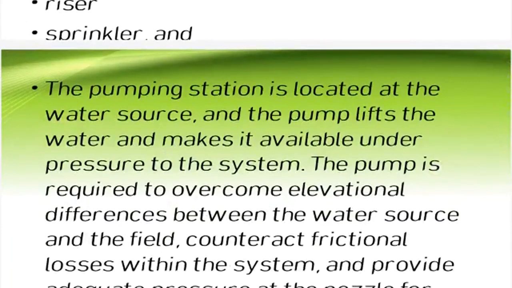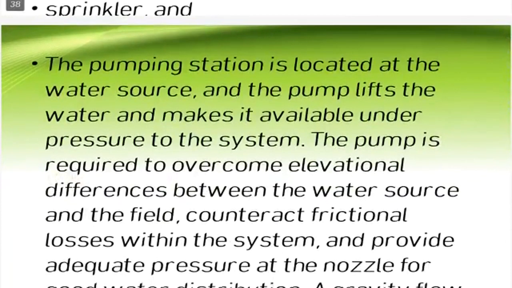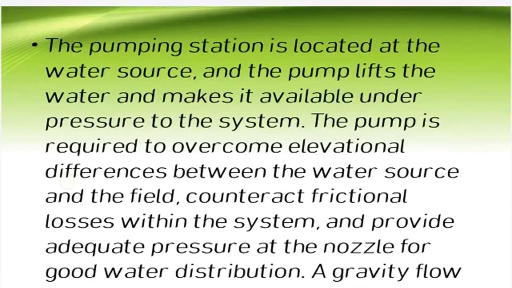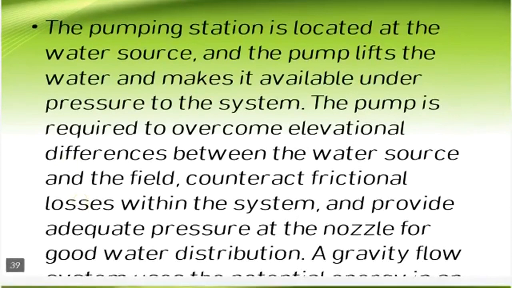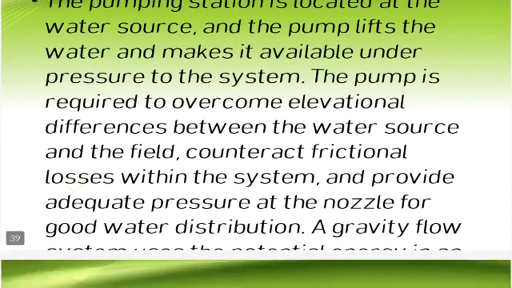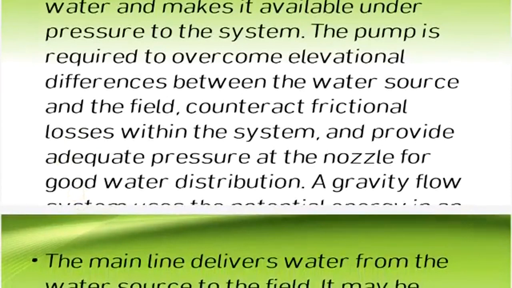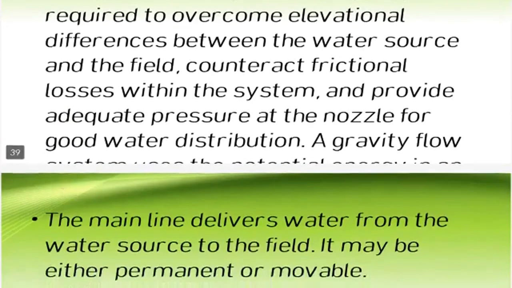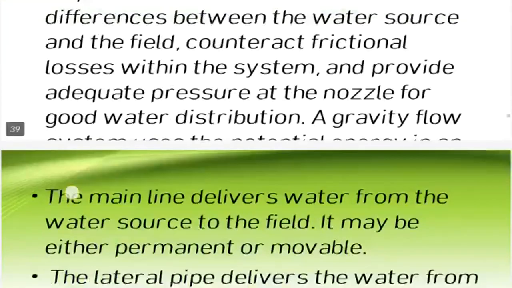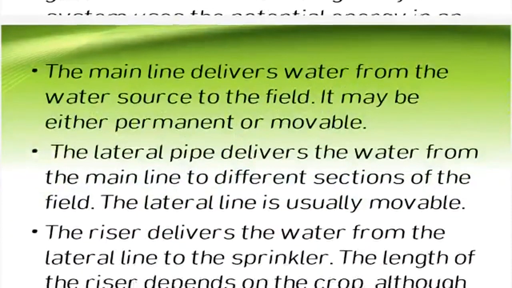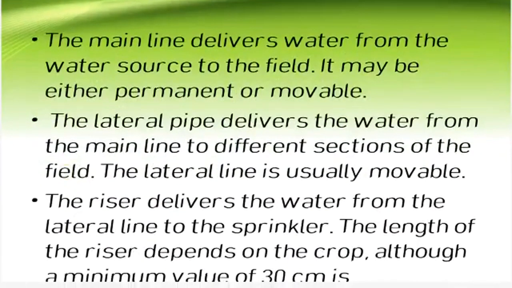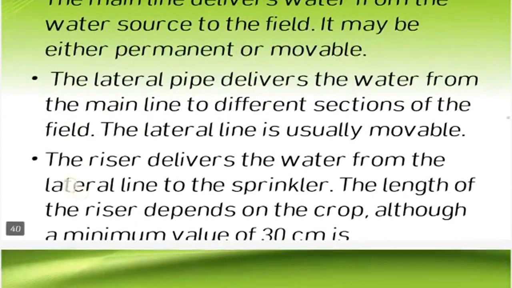The pumping station is located at the water source, and the pump lifts the water and makes it available under pressure to the system. The pump is required to overcome elevational differences between the water source and the field, counteract frictional losses within the system, and provide adequate pressure at the nozzle for good water distribution. The main line delivers water from the water source to the field. It may be either permanent or movable.